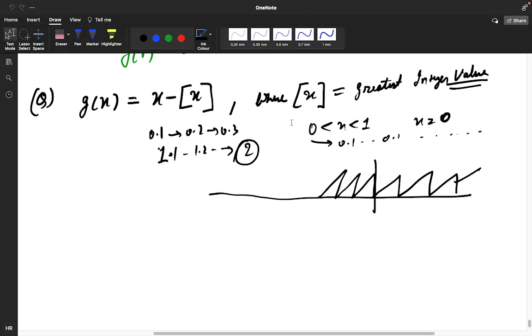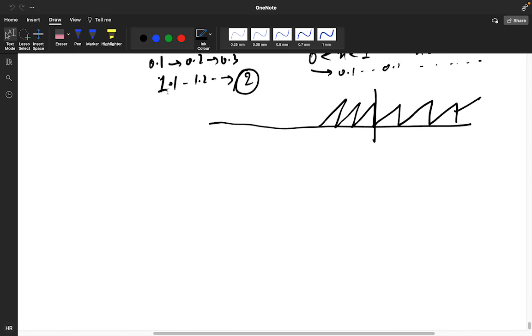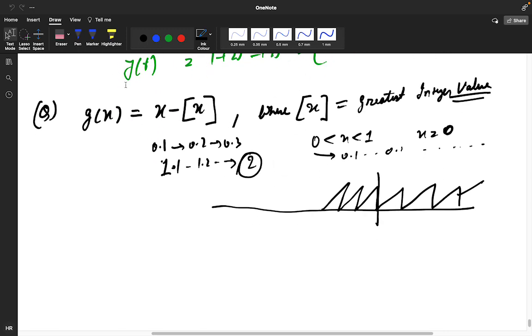Okay, let's start today's class. So we are discussing this question: g of x is equal to x minus [x], where this function means the greatest integer value. So how will we develop this from these equations?